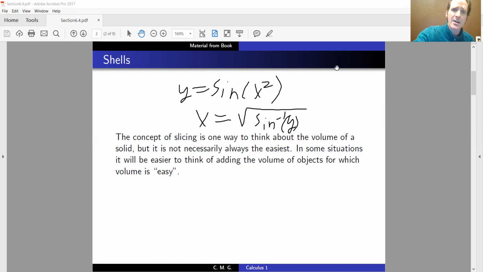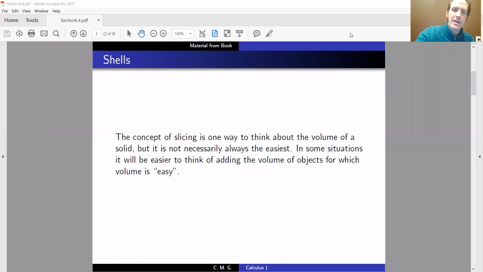So the question now is, can I change the way that I think about it and then use that to figure out the volume of this object? The answer is yes, I can. But the way I want to do it is to think about this curve and the area calculation that we did, and then try to work with that. It turns out to be pretty easy.